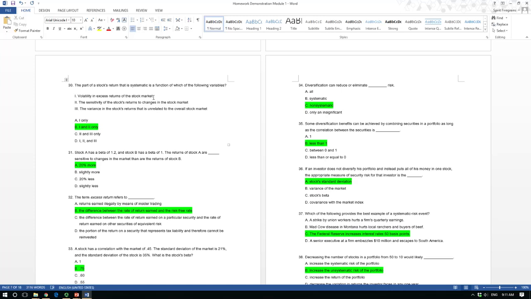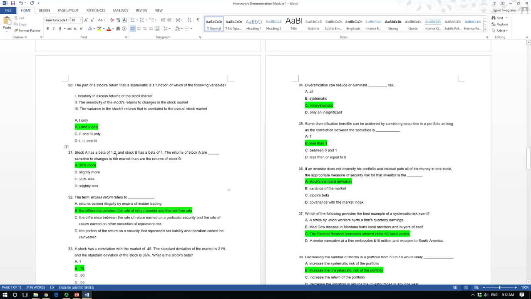So the part of stock return that is systematic means it's correlated to the market. Therefore, number 3 shouldn't be here. So the best answer is 1 and 2. Volatility in excess of the stock market. Right? That's the market premium, and the sensitivity is the beta. So that's B, 1 and 2 only. This is a pretty hard question, number 30.